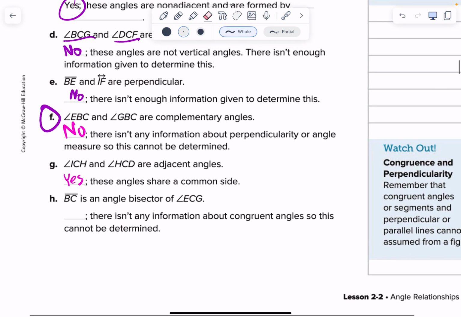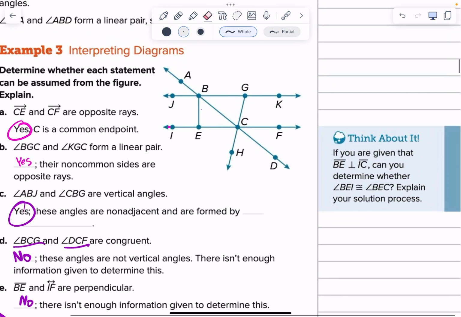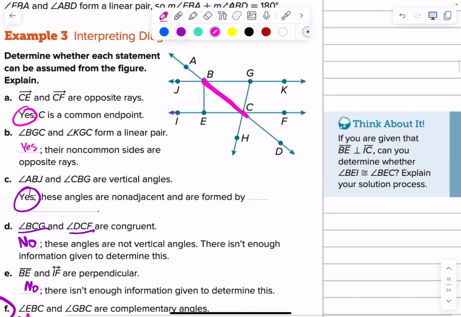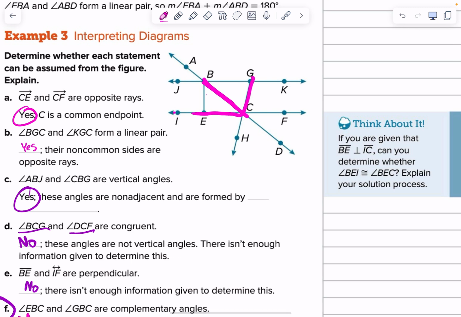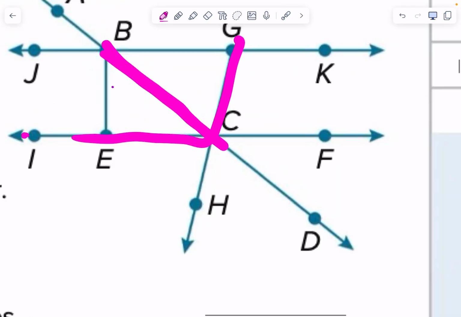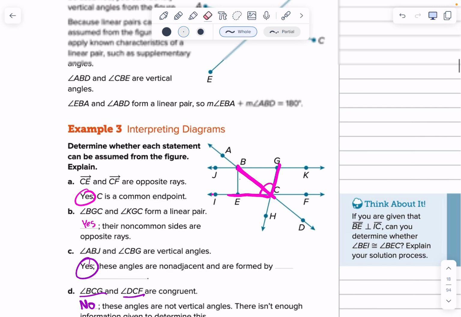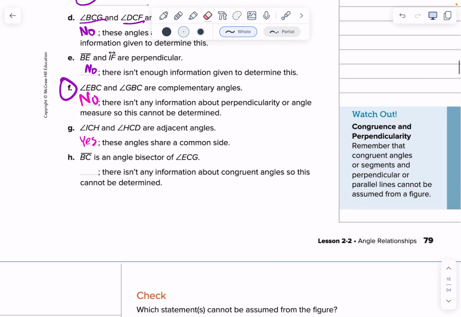All right, last one. BC is an angle bisector of ECG. So this guy splits this angle in half. Do I know that for sure? No. They would have to have loopy things right here and right there, right? In order for me to know that. Okay? So, do you see what we can assume and what we cannot assume? Yes. Perfect. All right, do your homework.